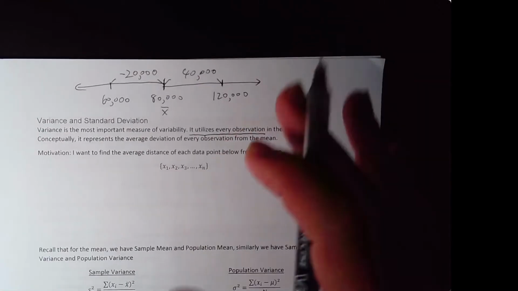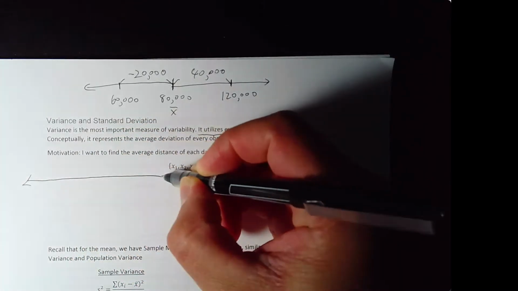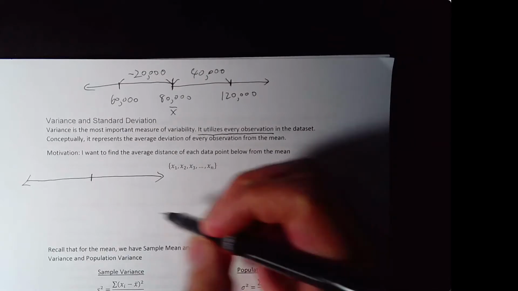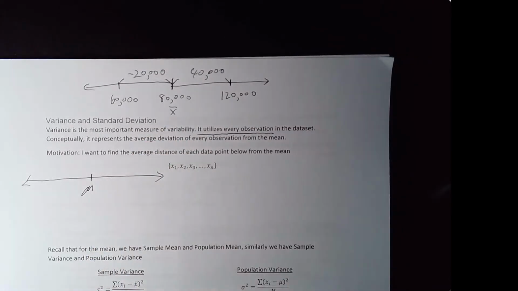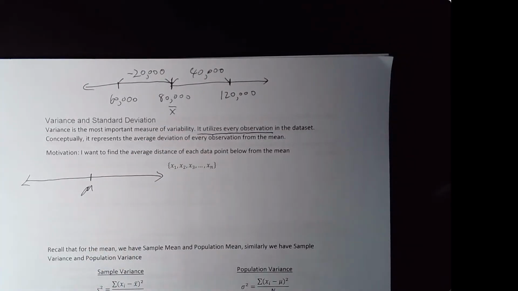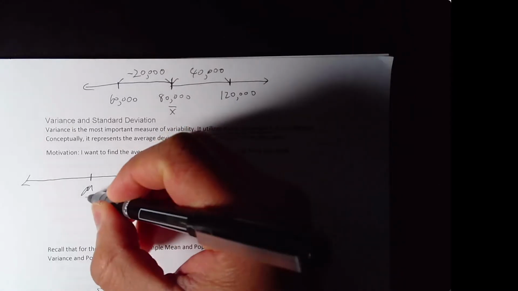We want the average distance here. Okay, so here's just a thought experiment. Suppose I want to create such a measure. Here is my average. Now I want to think about it in the population sense, so let me go ahead and write the mu here. Remember, mu is just average.